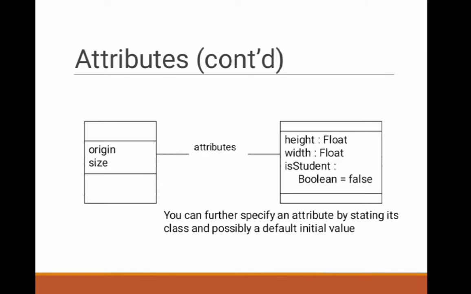In symbolic notation, the attributes are written in the second compartment of the class symbol, that is origin and size. They may also be written with their data types, like height colon float, width colon float, isStudent colon boolean equal to false. This is the representation of the attribute.